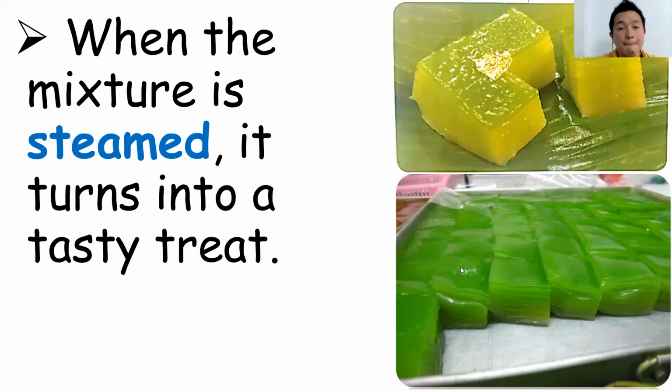So another one here. When the mixture is steamed, it turns into a tasty treat. This is Thai Jello. So you can have a Thai Jello if you mix the flour, the sugar, the pandan juice, and the coconut milk.